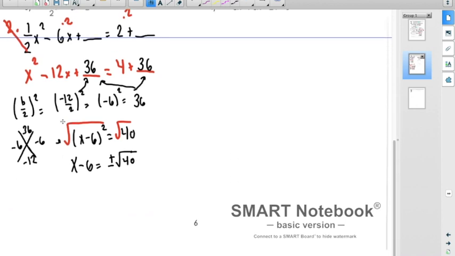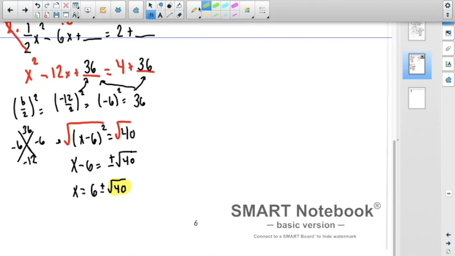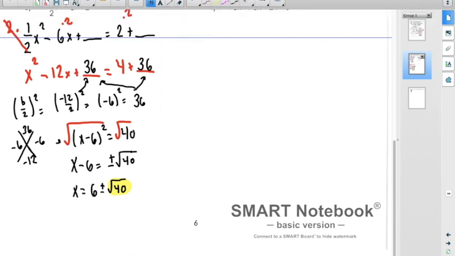Now we got to get x by itself, so add 6 to both sides. X equals 6 plus or minus the square root of 40. Hopefully you guys see this is not fully simplified yet. It's not fully simplified because of this square root of 40. We can definitely break that up a little bit more. Not much, but a little bit more.